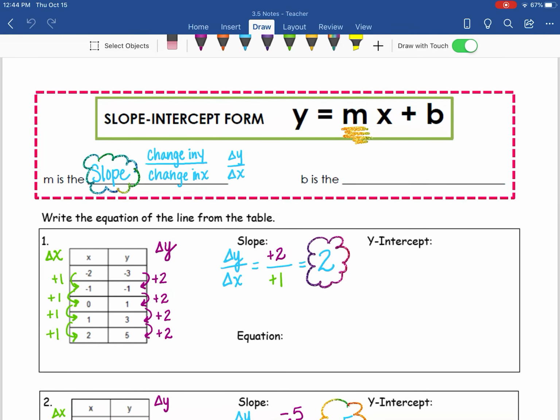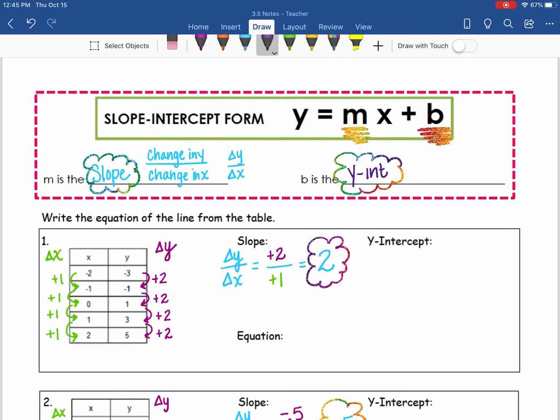Okay, so I am just in notes from yesterday. We're going to pick up with the notes that we were working with yesterday. And we're still working with this y equals mx plus b equation. But today we're going to be talking about the b. The b, if you remember from last year, stands for the y-intercept. B is the y-intercept.